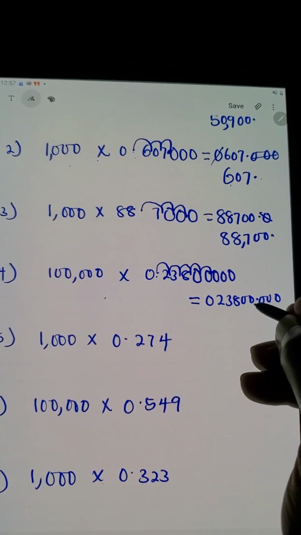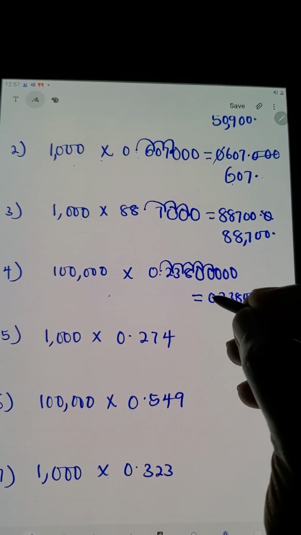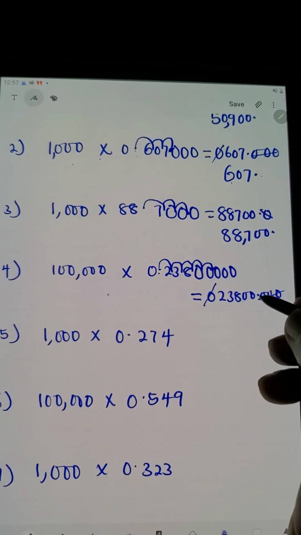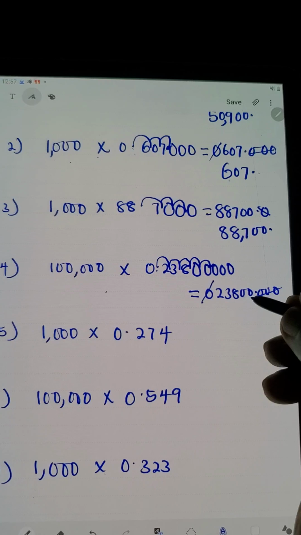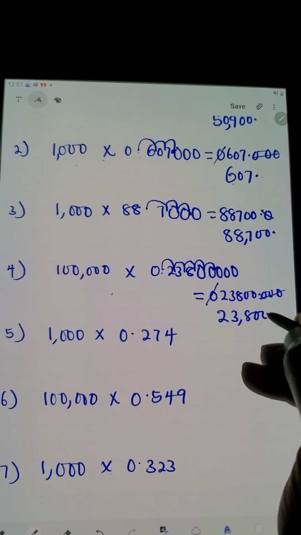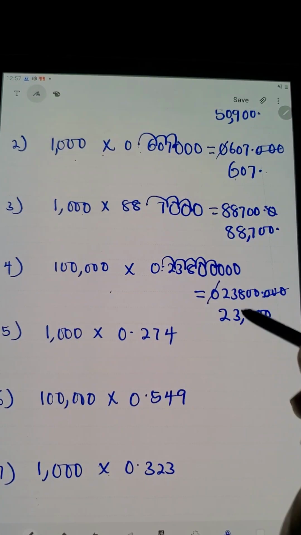023,800.000. And I told you any zero after the point you can cross out, and if a zero starts a number you can cross it out also, or if you like you can leave your answer in this form, it's still the same thing. Then the final answer is 23,800, which means 100,000 times 0.238 will give us what?